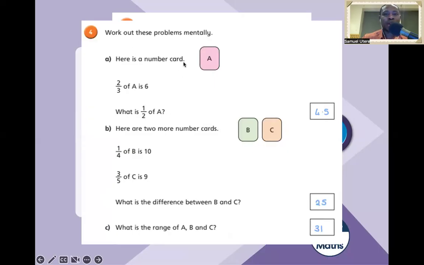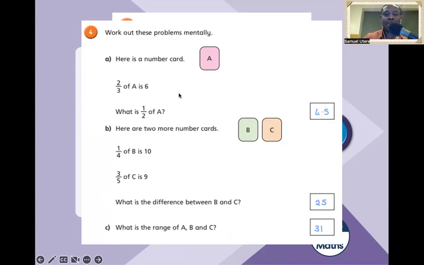Here is a number card, A. 2/3 of A is 6. What is half of A? And that's the answer. It's 4.5. One way of thinking about it is just thinking about your bar model. So you have 2/3. Things will be split into 3 parts.